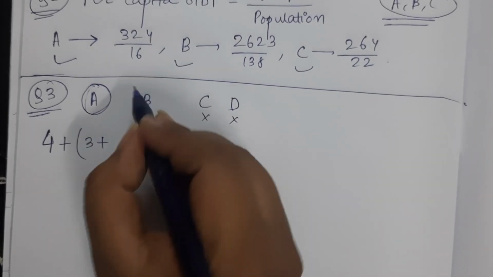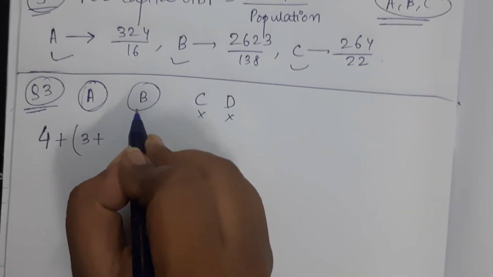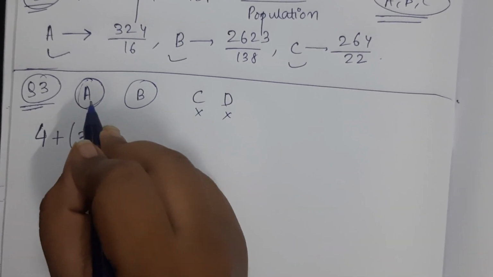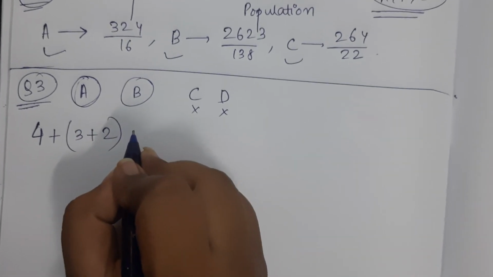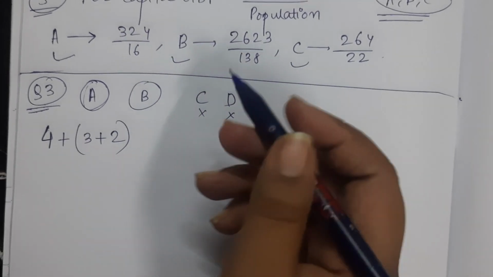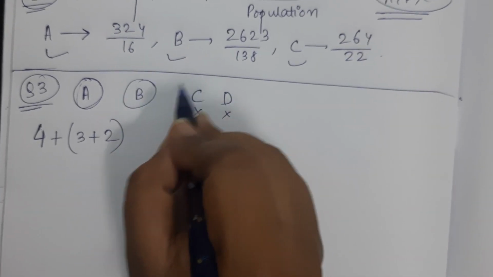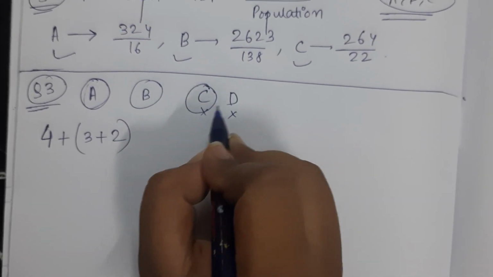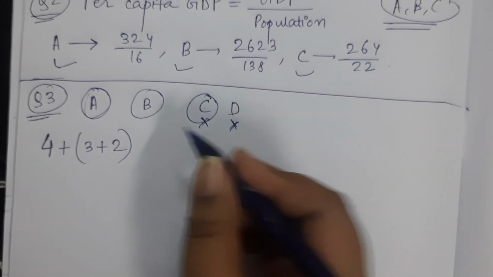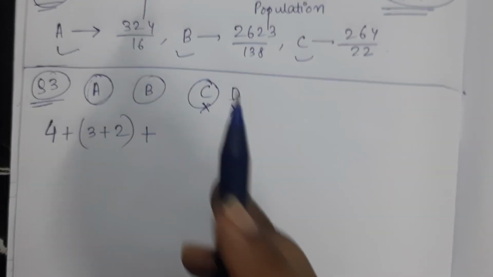Plus another pair, we can take B. So for B we have BA is already done, so BC and BD, so plus 2. And we can also select C. For C we have CD is the only left one, but CD is not possible since both of them cannot go together. So then we move over to triples.